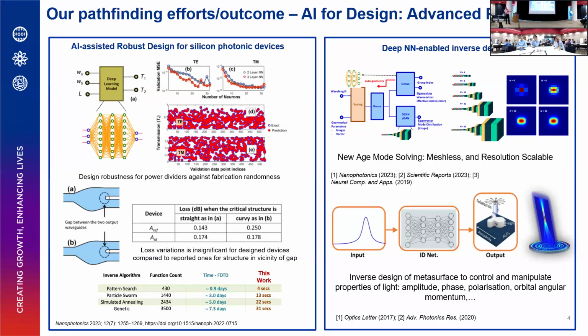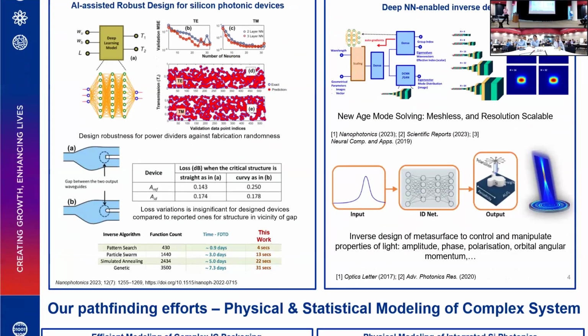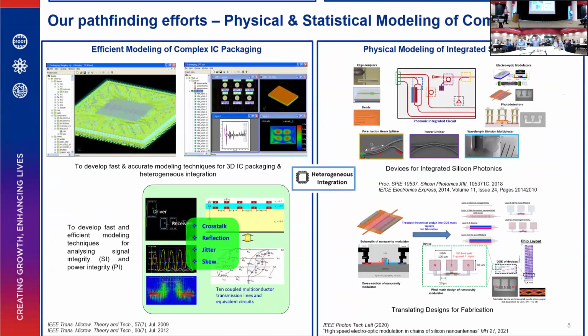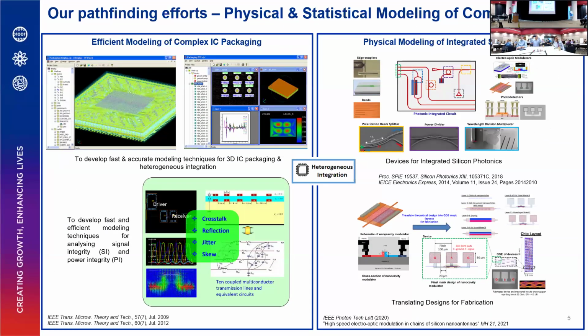Okay, this is actually an inverse design for metasurfaces, which is what I addressed earlier on. How do we use neural networks to design, from a given output, a particular structure that can generate that kind of input? Some talks about this earlier already, the complex system. So here we need to have very effective modeling of the complex systems.